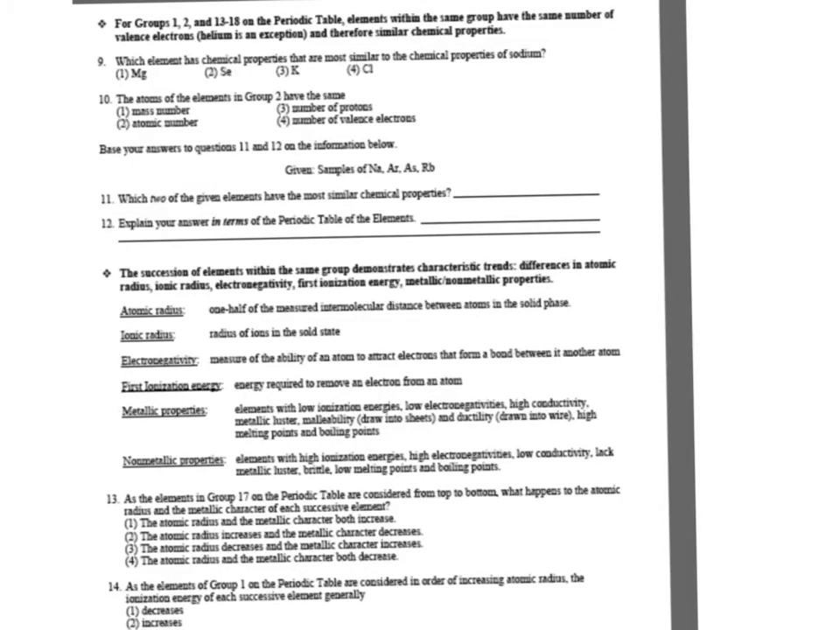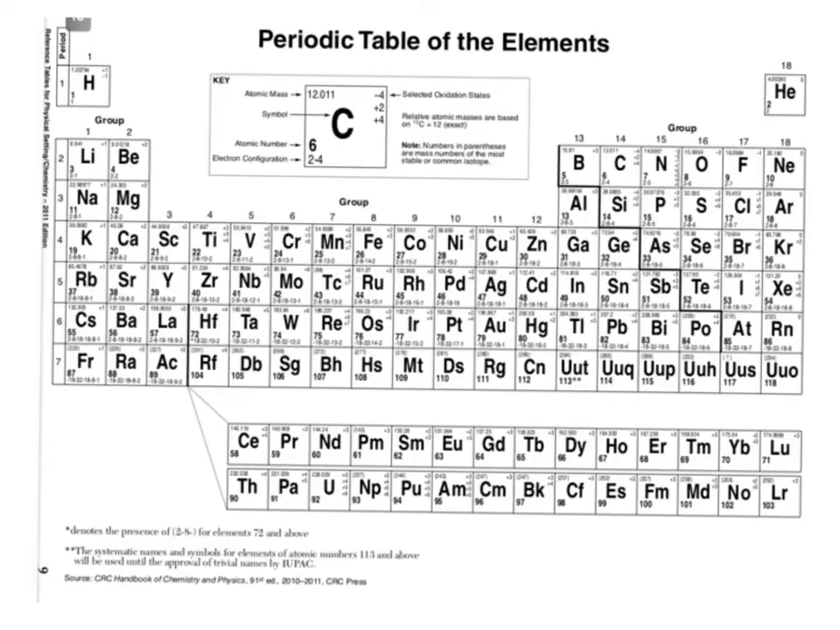Okay, so moving on to question number 9, it asks which element has chemical properties that are most similar to the chemical properties of sodium? So here what we're looking for is similar chemical properties, and we're looking to sodium, and sodium has atomic symbol Na. So what we'll do is we'll look at the periodic table and see if we can find sodium.